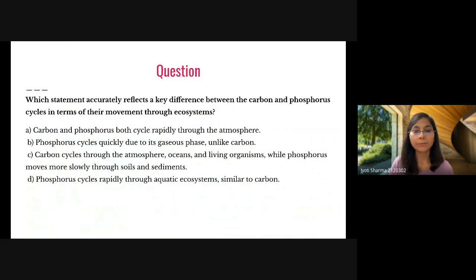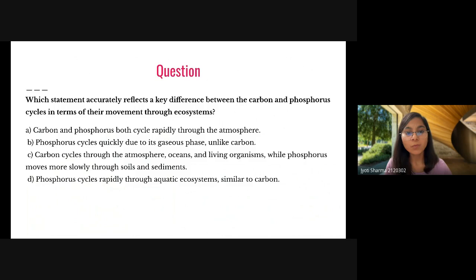Okay, so I'm going to the next question. Now, again, you have to tell me the difference between the carbon and phosphorus cycles, but here in terms of their movement through the ecosystem. So how they move. We have four options again.